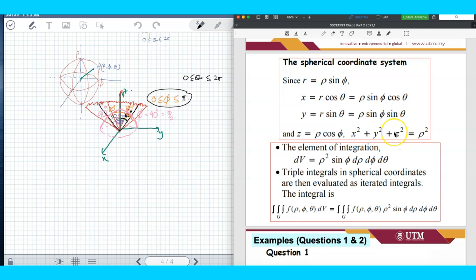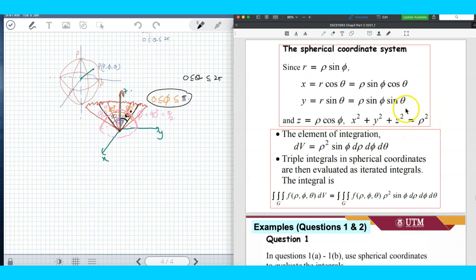You have to memorize this. You have to know how to use them, because sometimes they will give you all the information in Cartesian or in cylindrical, then they ask you to solve the triple integral using spherical coordinates. So you have to know the formula here.